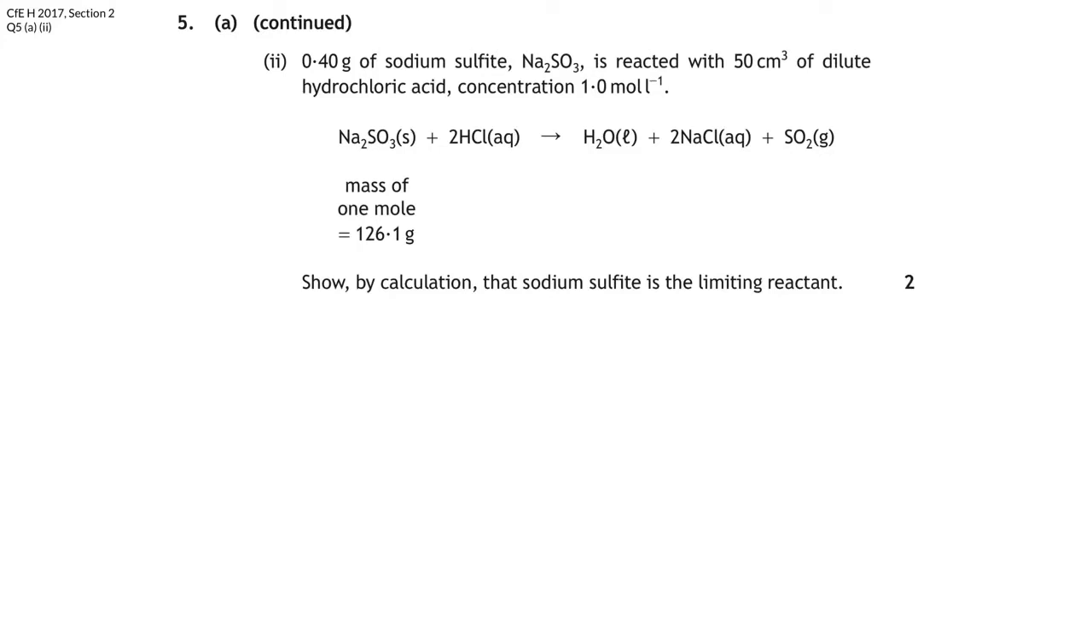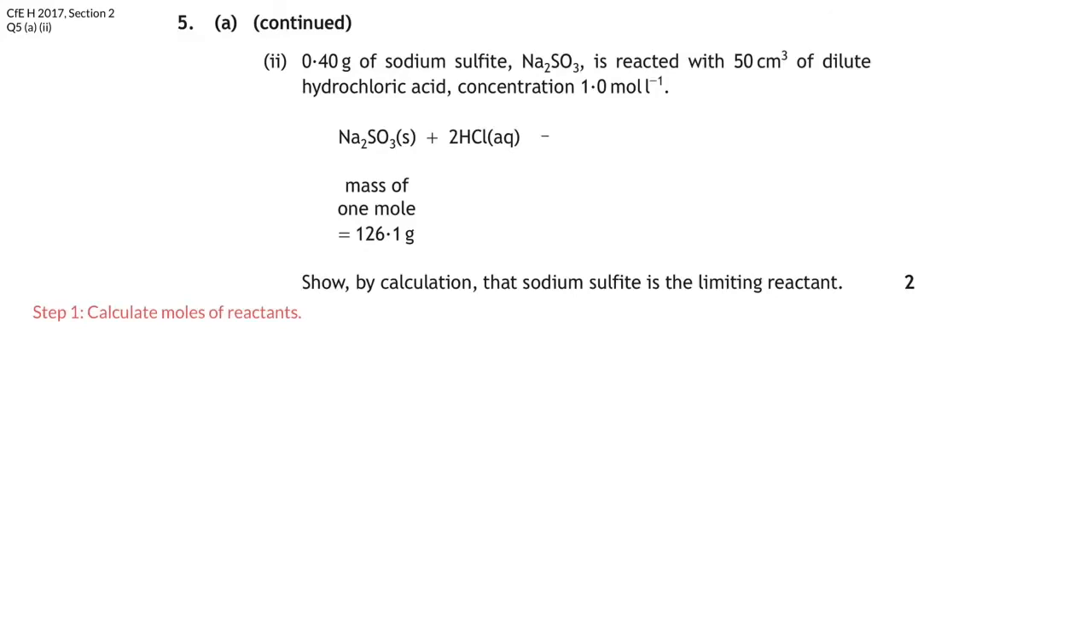0.40 grams of sodium sulfite, Na2SO3, is reacted with 50 centimetres cubed of dilute hydrochloric acid, concentration 1.0 moles per litre. And we've got a balanced equation here, and they've given us the gram formula mass of the sodium sulfite there. Show by calculation that sodium sulfite is a limiting reactant. Well, we're just interested in the reactants, comparing the reactants to each other, so we're going to just block out these products here just now so we're not distracted.